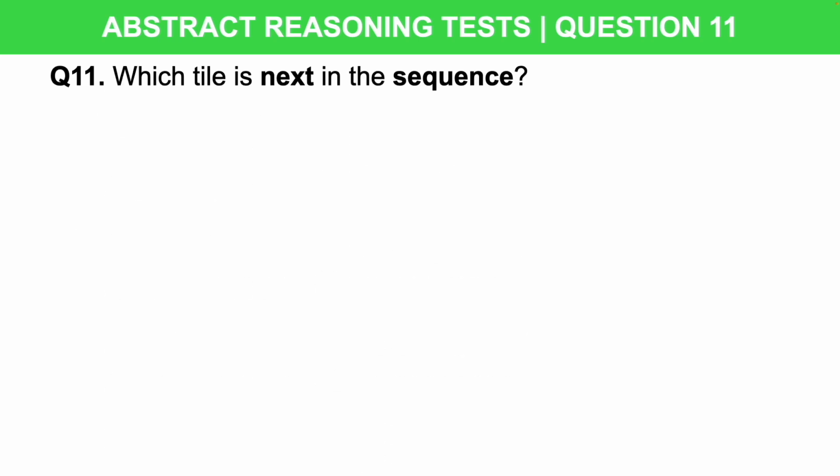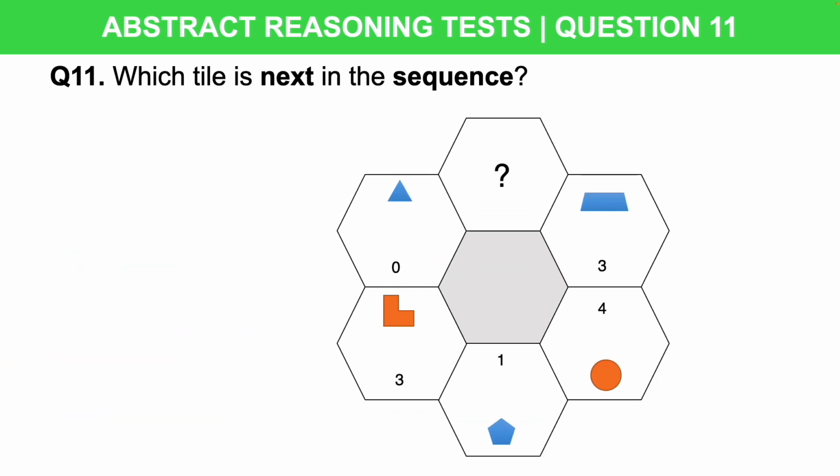Okay, now let's take a look at another common but really tricky abstract reasoning test question type, which is non-verbal reasoning sequences. So the question is, just like the previous one, which tile is next in the sequence? However, this one is a lot more tricky and it's really going to test your non-verbal reasoning ability. So again, take a close look at what pattern you can find. If you take a close look, you can see that the sequence is actually moving clockwise.